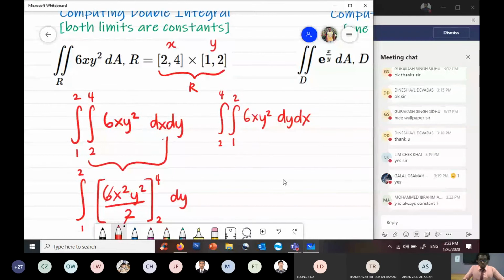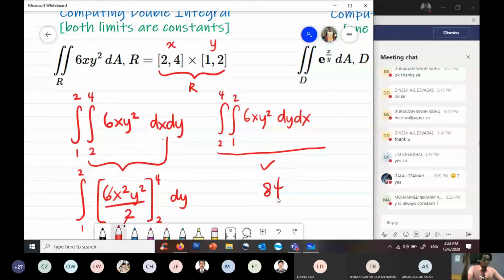The reason why I didn't choose this is simply out of my preference. That's it. No other reason. I just felt like I wanted to do dx first and then dy. If I did this version, believe me, you would get the answer 84 as well. No problem at all. Okay?